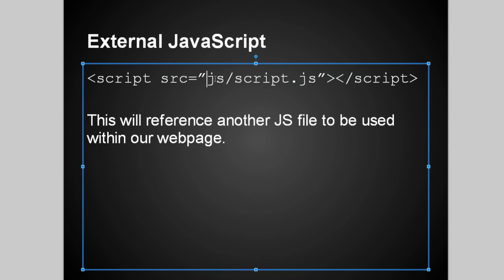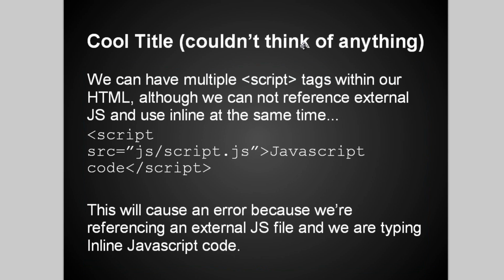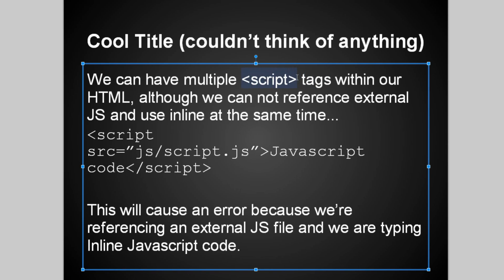So we tell where we want to get the JavaScript file, and then that's all. So this will reference another JavaScript file to be used within our web page. Alright, so we can have multiple script tags within our HTML if we need JavaScript at different points in our web page, although we usually don't do that. And when you do, you can't use inline and external at the same time.